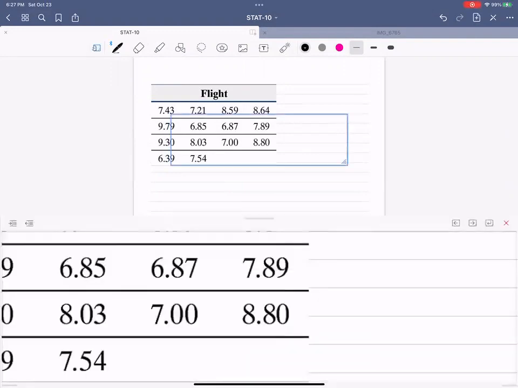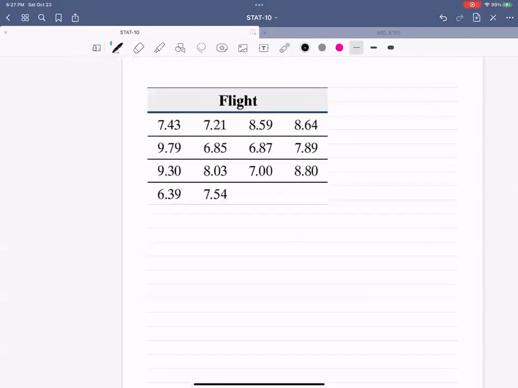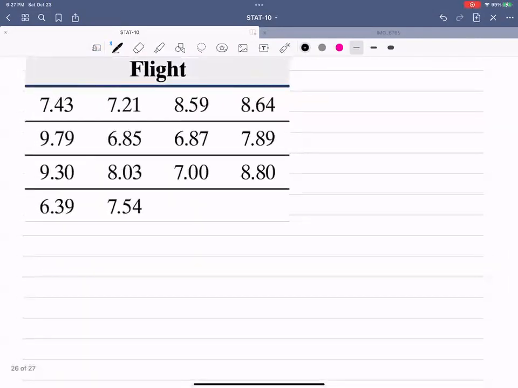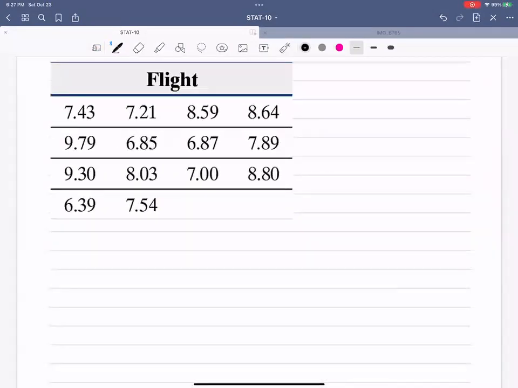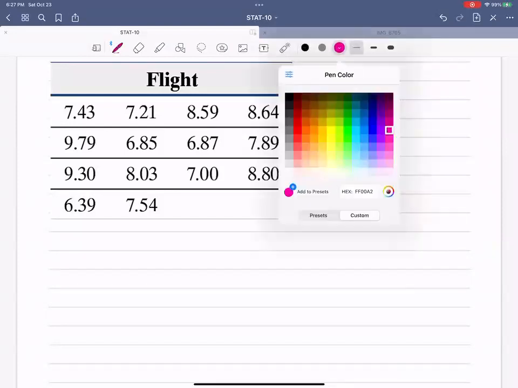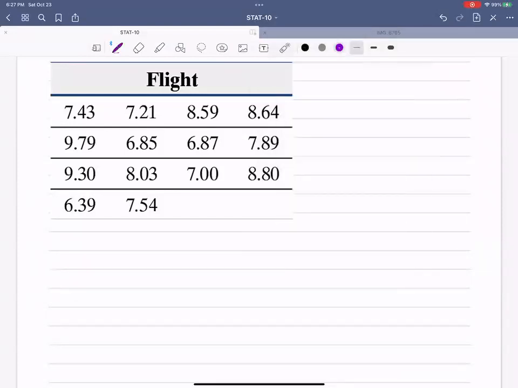Again, first thing we're going to do is organize it in ascending order, starting with the smallest data value going up to the largest. All right, so the smallest data value, we have 6.39. Another 6, 6.85, 6.87.